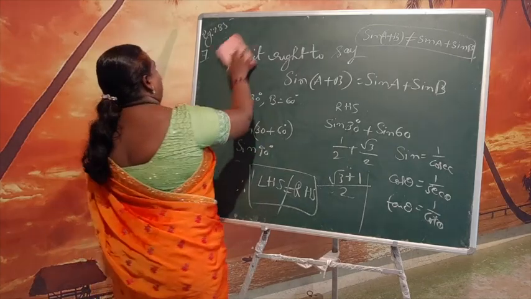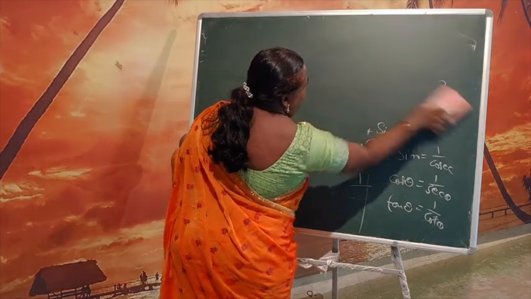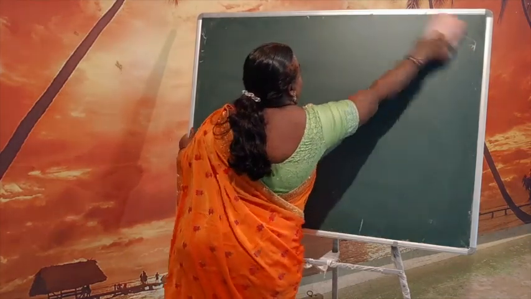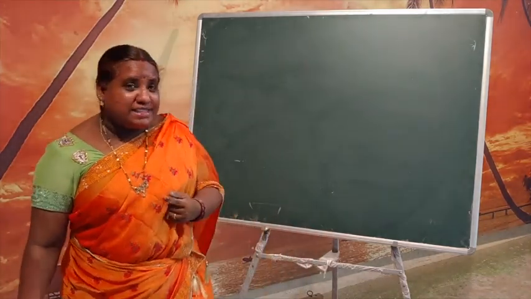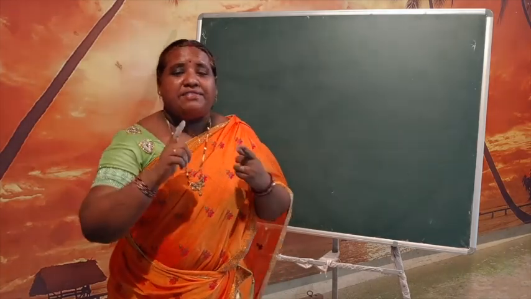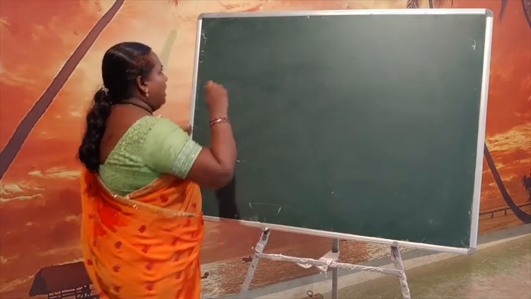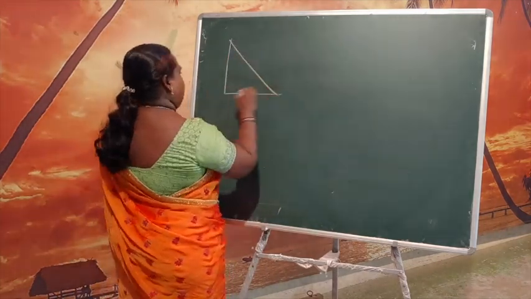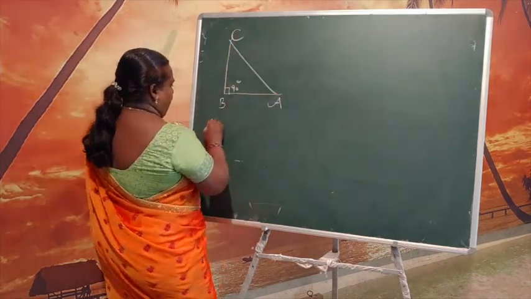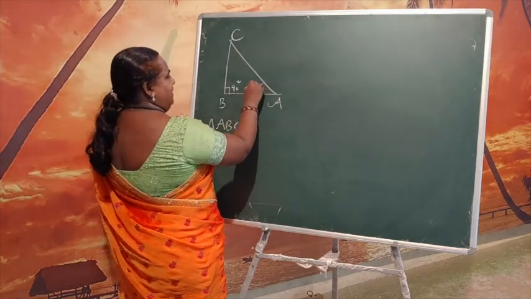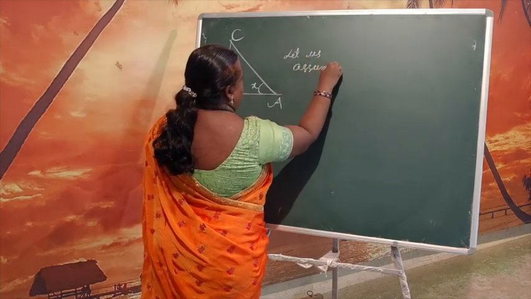Now we go to a very important concept, that is complementary angles. Complementary angles in lower classes you got, no? What are complementary angles? If the sum of two angles is 90 degrees, they are called complementary angles. For example, take a right angle triangle again. I am taking B as 90 degrees. A and C. So in right angle triangle ABC, let us assume angle A is equal to X.